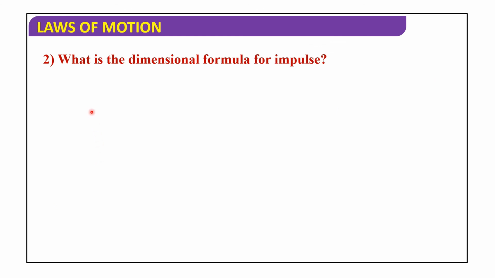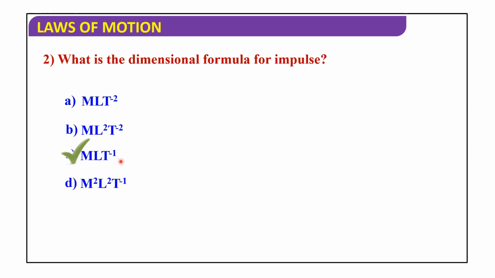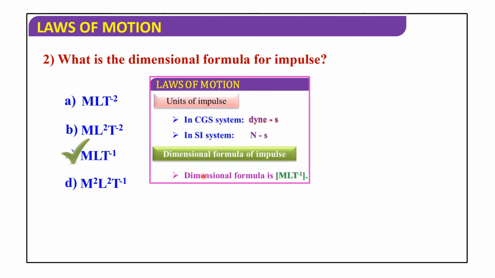Now, what is the dimensional formula for impulse? MLT⁻², ML²T⁻², MLT⁻¹, and M²L²T⁻¹. So the dimension formula for impulse is MLT⁻¹. By using this, the dimension formula for impulse is MLT⁻¹.